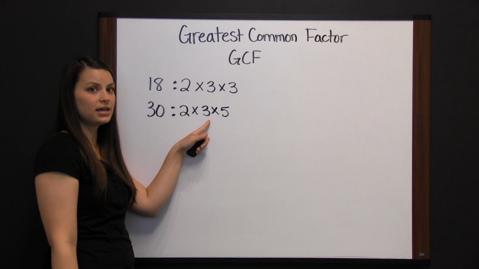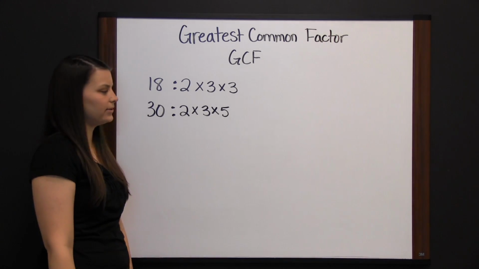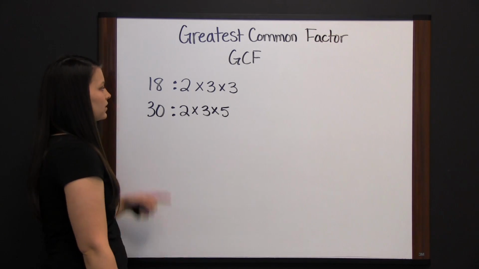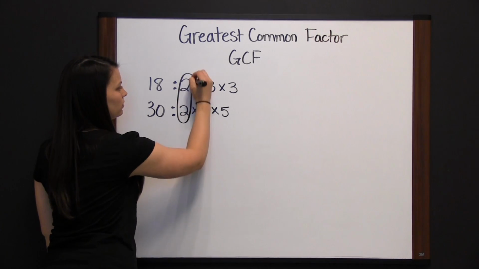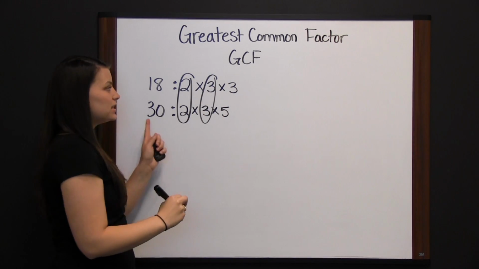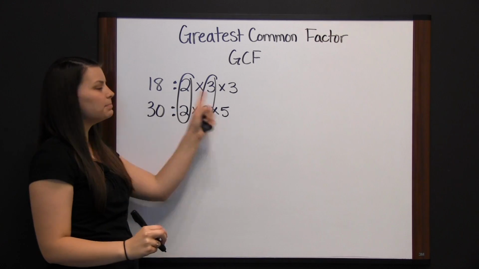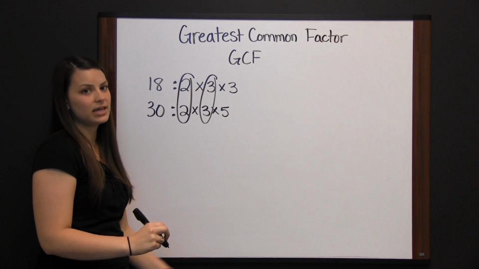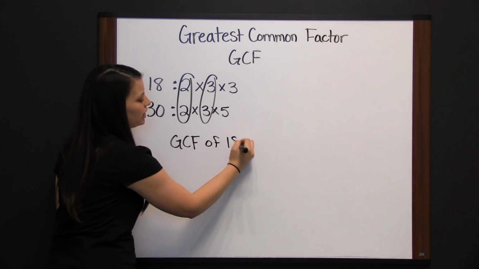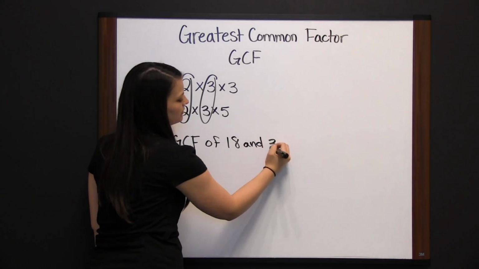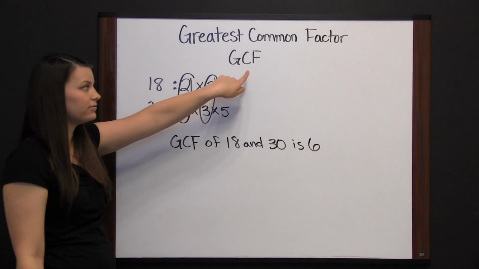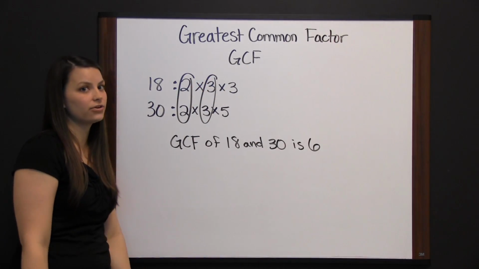2 times 3 is 6, and 6 times 5 is 30. Now again, to find the GCF, we're going to look for what they have in common. 18 and 30 have 2 and 3 in common as prime factors. So we take those factors they have in common and multiply them. 2 times 3 is 6, so the GCF of 18 and 30 is 6. 6 is the largest factor that these numbers have in common.